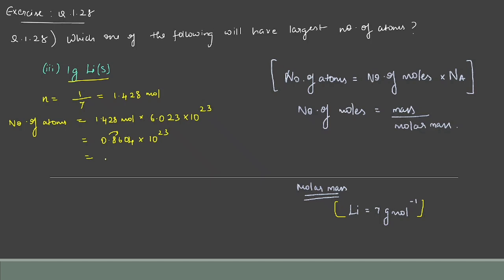Taking the decimal 1 point to the right, so 8.604 into 10 power minus 1 into 10 power 23, which is 8.604 into 10 power 22.